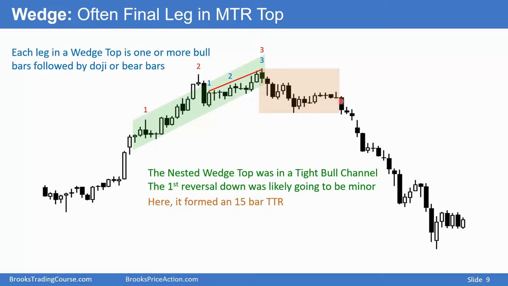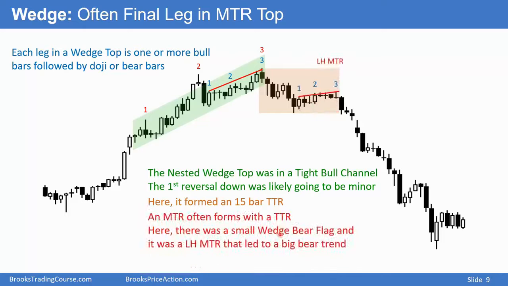Here we got a 15 bar tight trading range, TTR, tight trading range. Within it there's a small wedge, 3 pushes up, bull, bear, bull, doji, and then a third push. You often get a lower high major trend reversal when there's a tight trading range after a bull trend. It usually comes as some kind of a double top. You could say this bar is a double top with that bar.